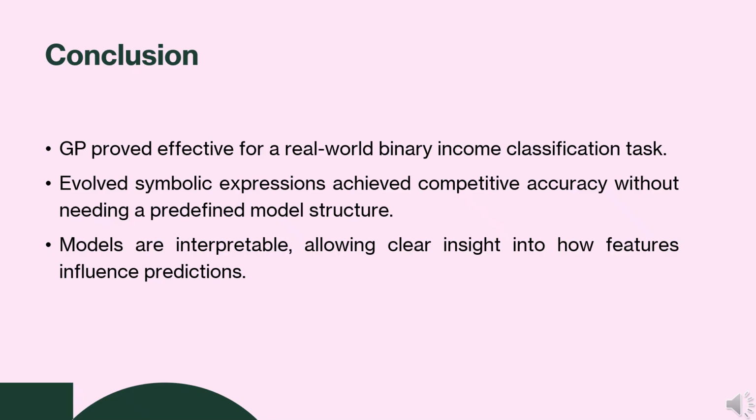Another key strength of GP is its interpretability. Unlike black box models, the evolved expression allows us to understand how different features contribute to the final prediction. This transparency makes the model not only accurate but also easier to trust and analyze. Overall, the project highlights that GP can successfully produce models that balance predictive performance with interpretability, making it a valuable method for real world classification tasks like income prediction.